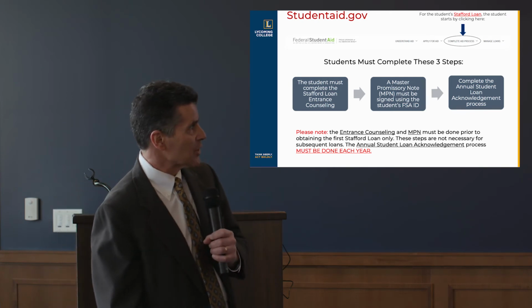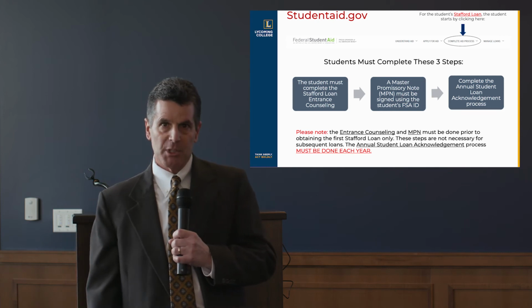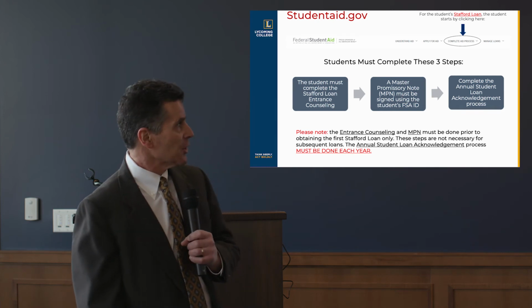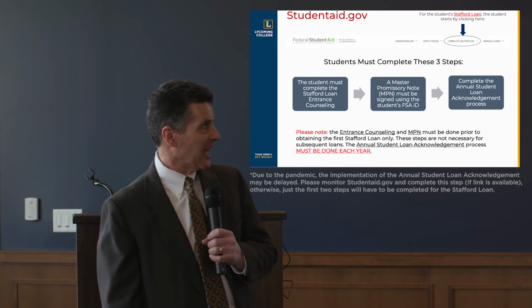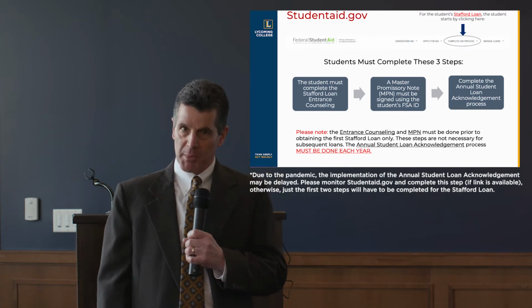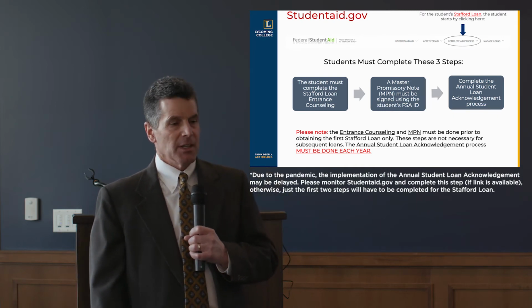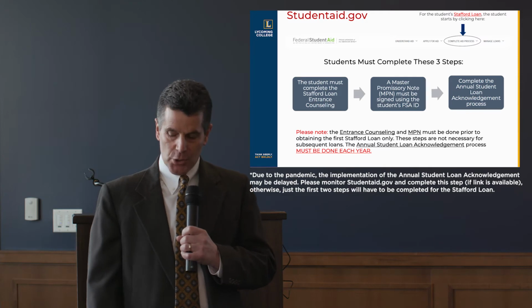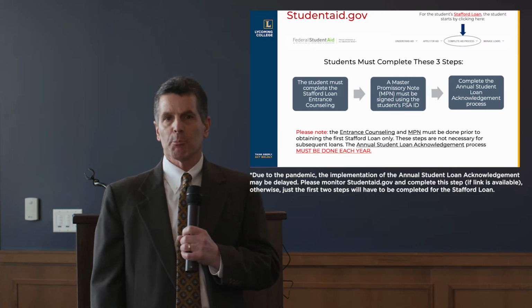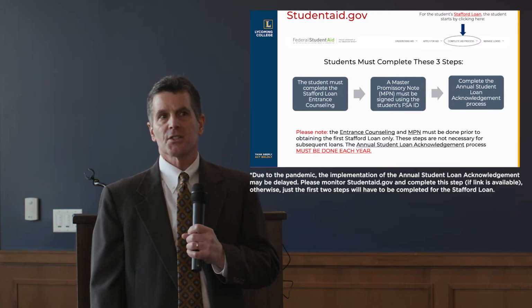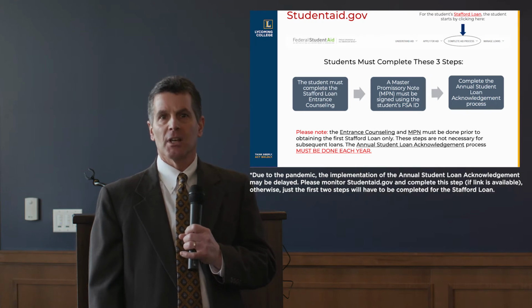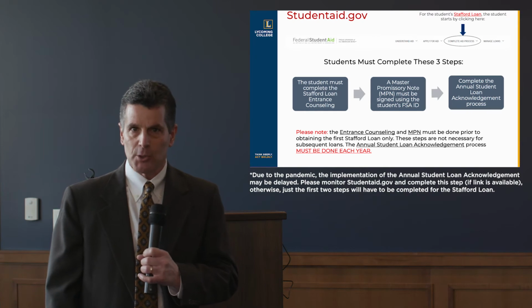So you go from the entrance counseling to the master promissory note, and new this year, for the first time, there's also an additional step that has to be completed. This year, students need to complete the annual student loan acknowledgement process. And this is true even for first-year students. Basically, all this step involves is explaining to the student at that point in time how much they have borrowed through the Stafford loan program.